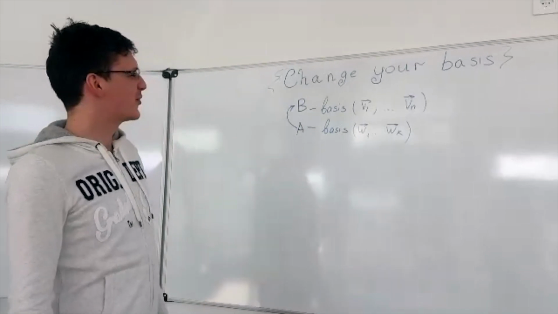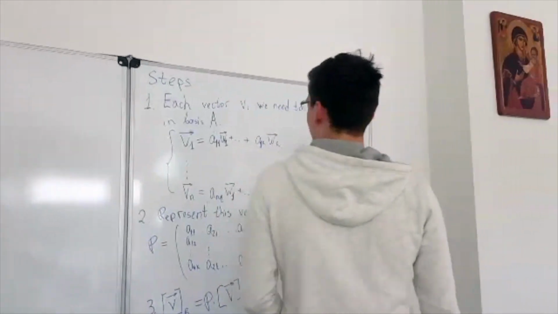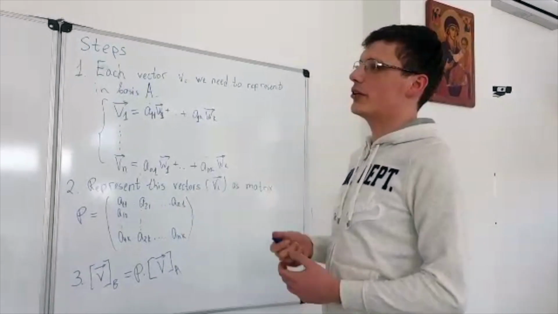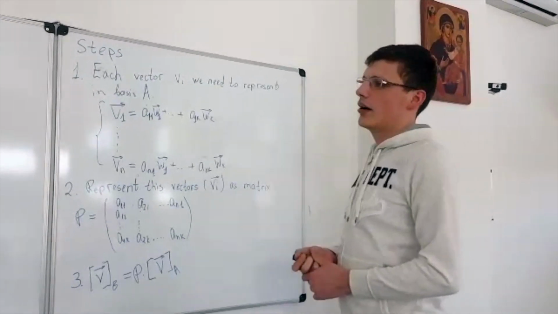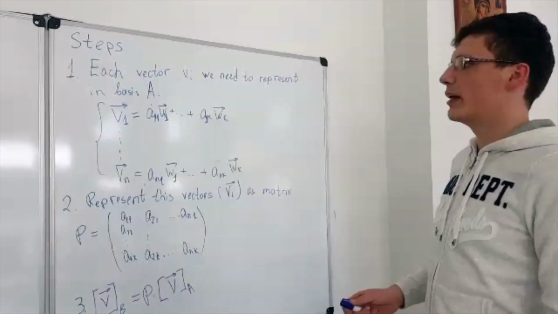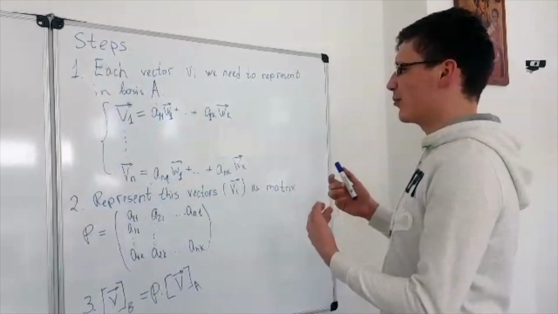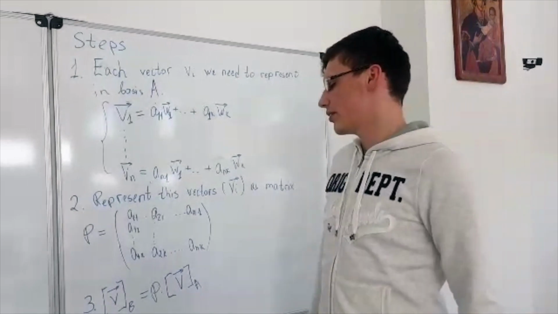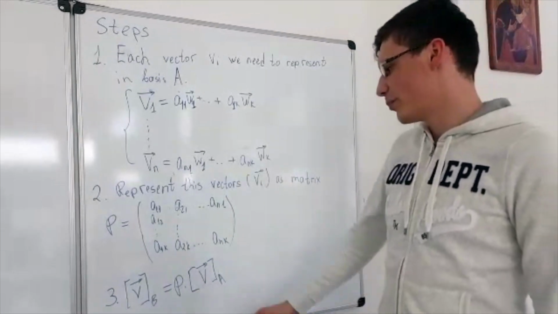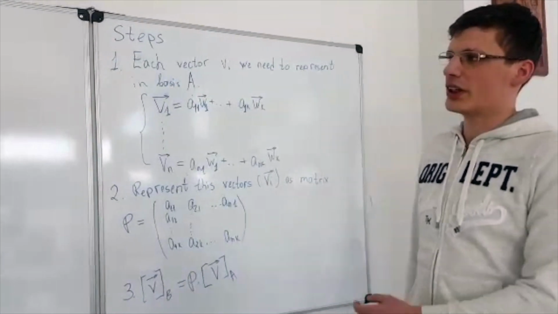Now I will teach you how you can move from basis A to basis B in a few steps. The first one is that each vector from basis B we need to represent in basis A. We will get something like this. Because A is a basis, each vector can be represented. Next, we will represent this vector system as a matrix, and as a result, we will get a transition matrix, which multiplied by every vector in basis A will give us the vector representation in basis B.